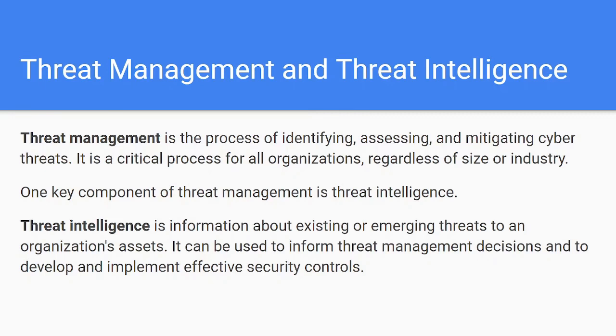Threat intelligence is information about existing or emerging threats to an organization's assets. It can be used to inform threat management decisions and to develop and implement effective security controls. So, threat intelligence simply means, what information do we have about a particular threat in regards to the organization's assets? Organization assets are like your network, your devices, your data, all those things, right? The digital information and the rest.